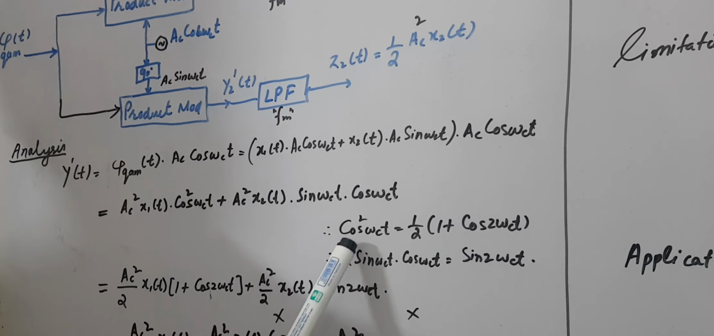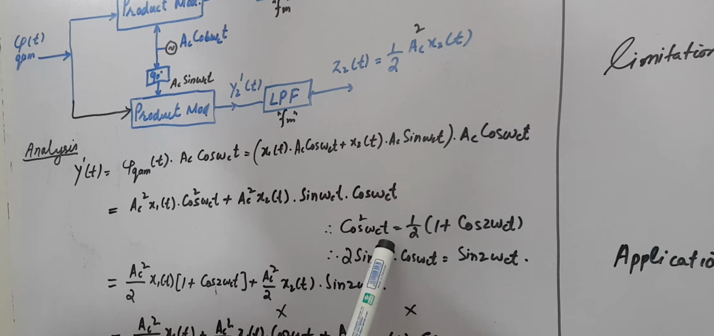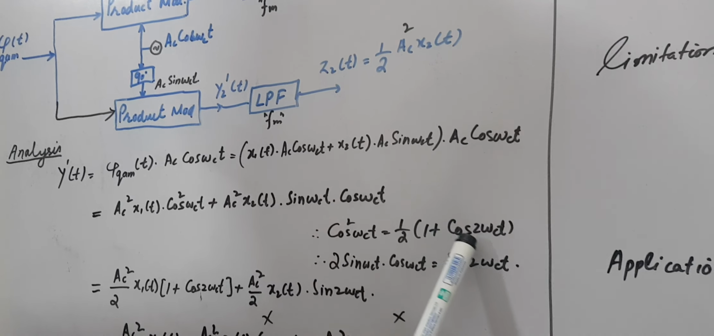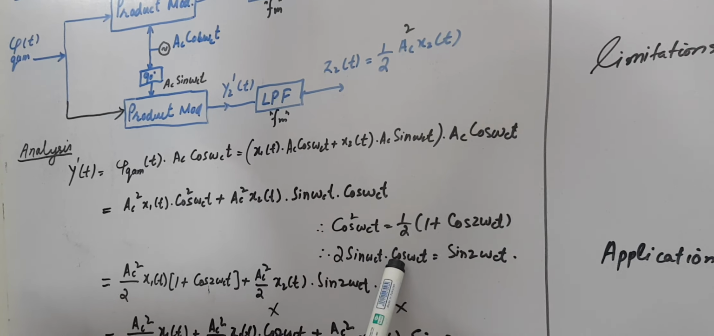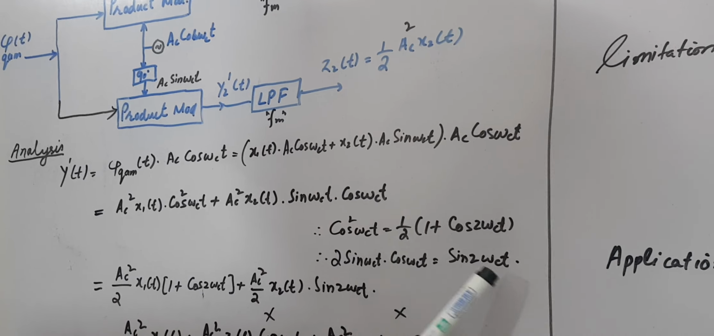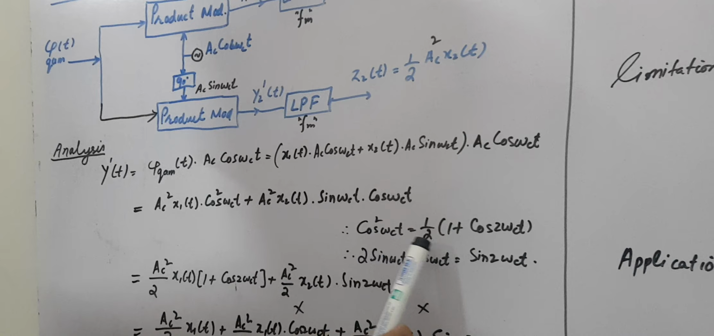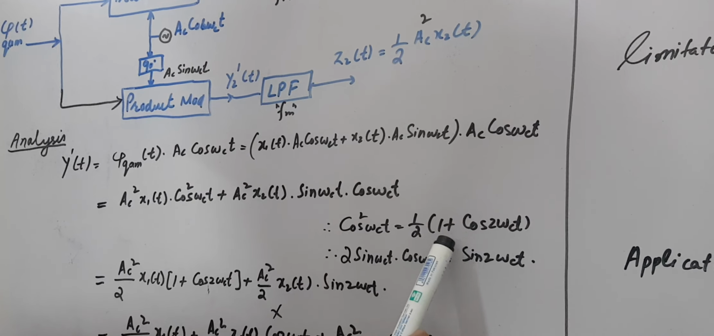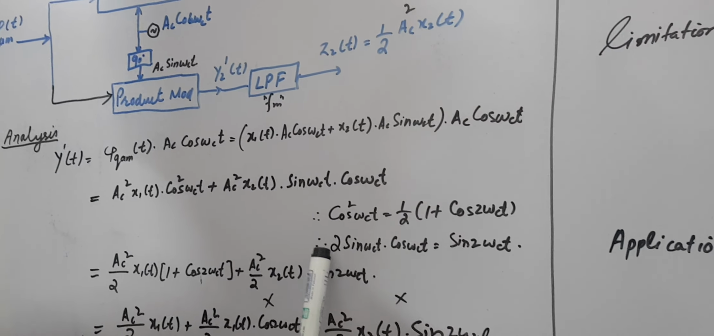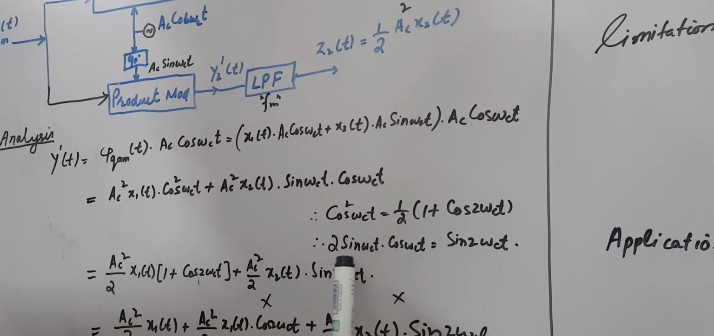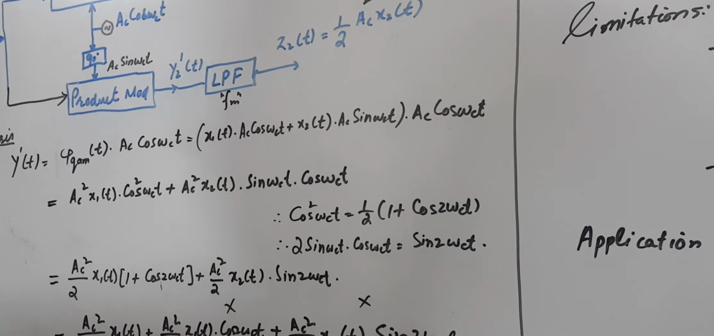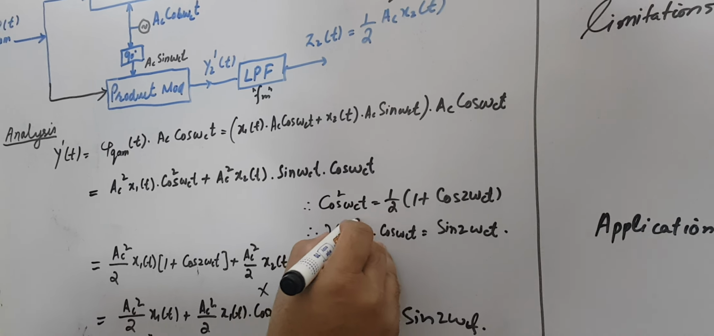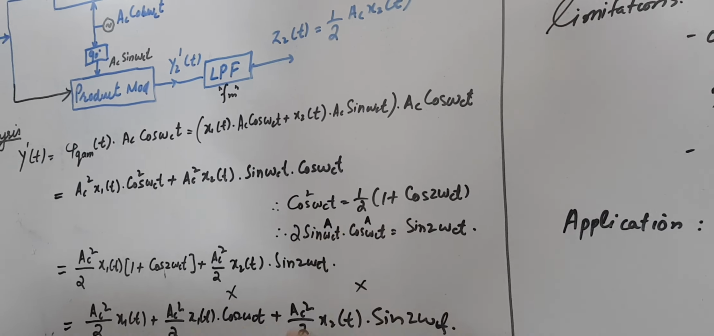We know the trigonometric functions: cos square omega ct is equal to half of 1 plus cos 2 omega ct, and 2 sin omega ct cos omega ct is equal to sin 2 omega ct. So cos square theta is equal to half of 1 plus cos 2 theta, and this is 2 sin A cos A, which is equal to sin 2A. Okay.